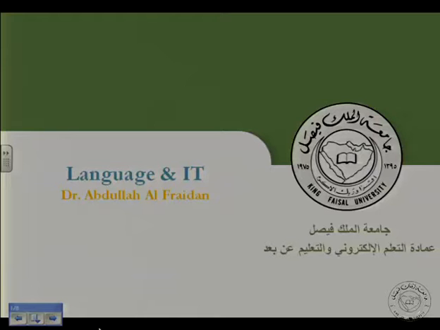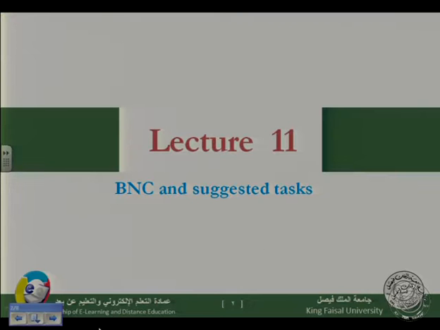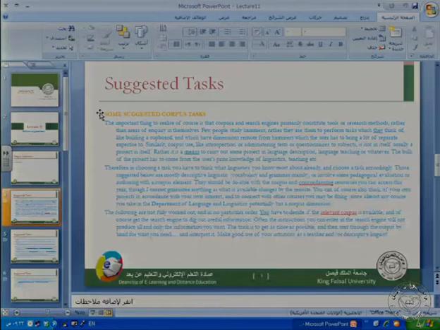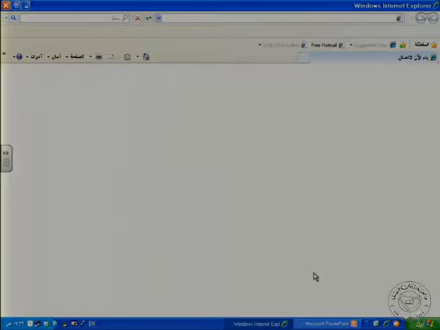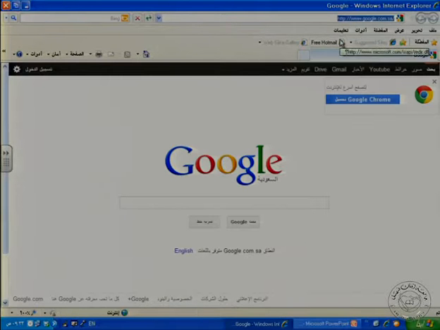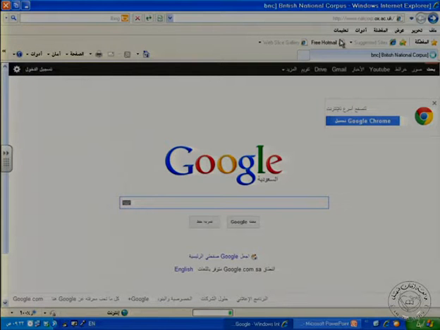Today we are going to look at the British National Corpus and some suggested tasks to be used with a corpus. So let's get to know what the BNC, the British National Corpus, is. This is their website. We're going to look at it now to get some information about it. So let's open Internet Explorer and then go to their website.